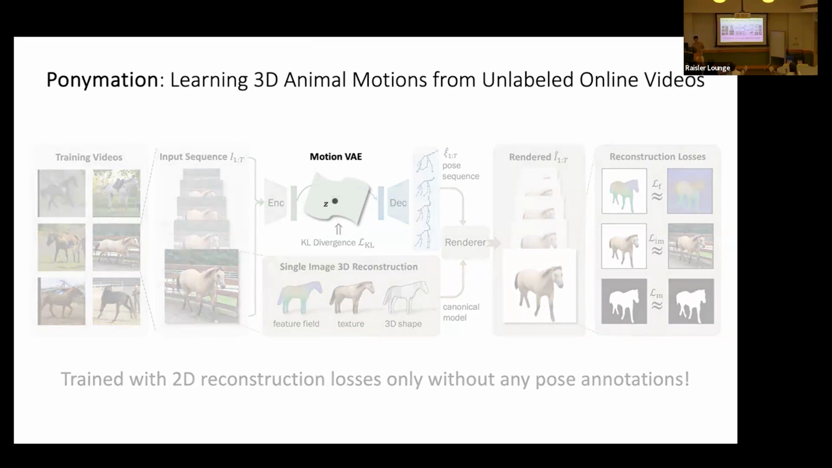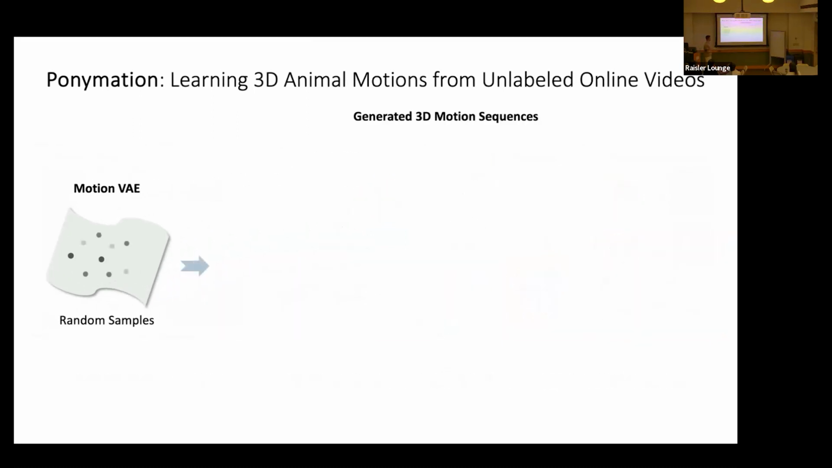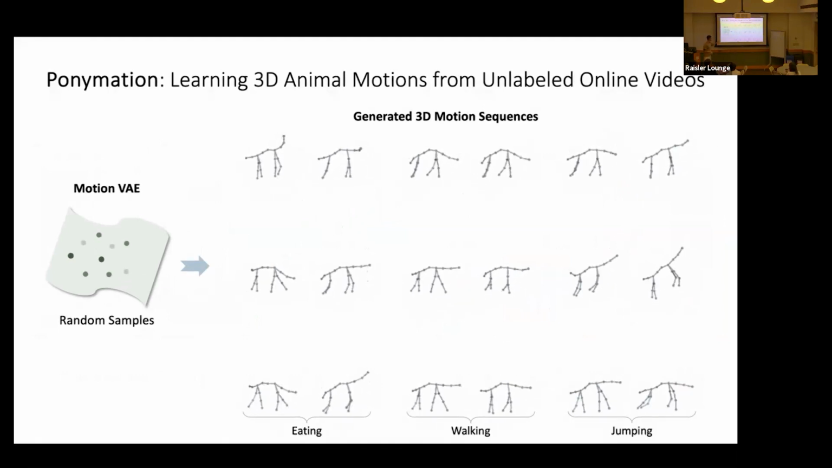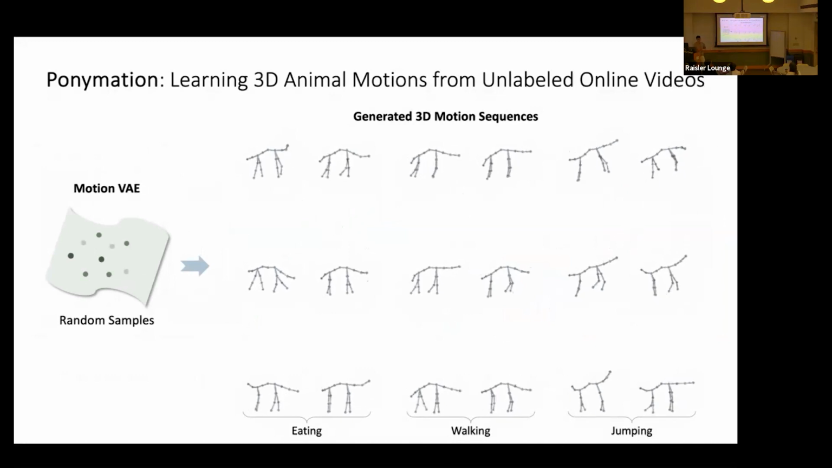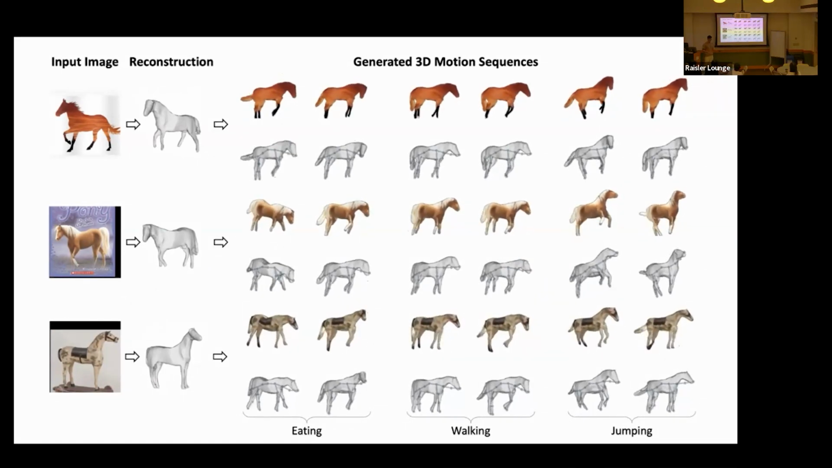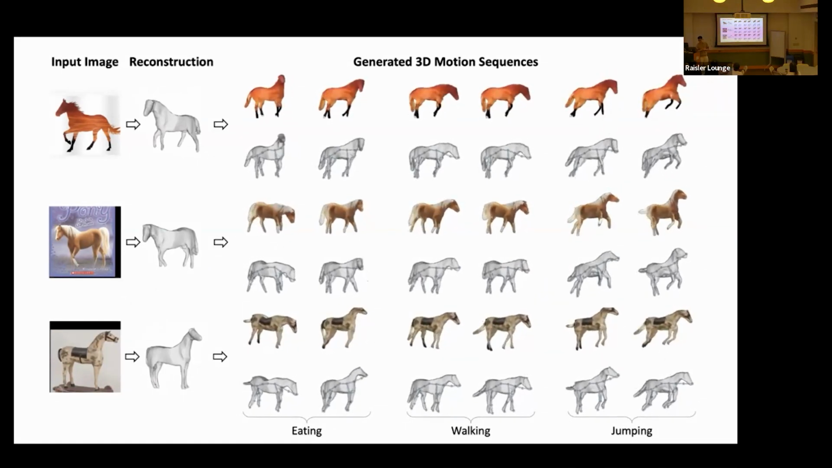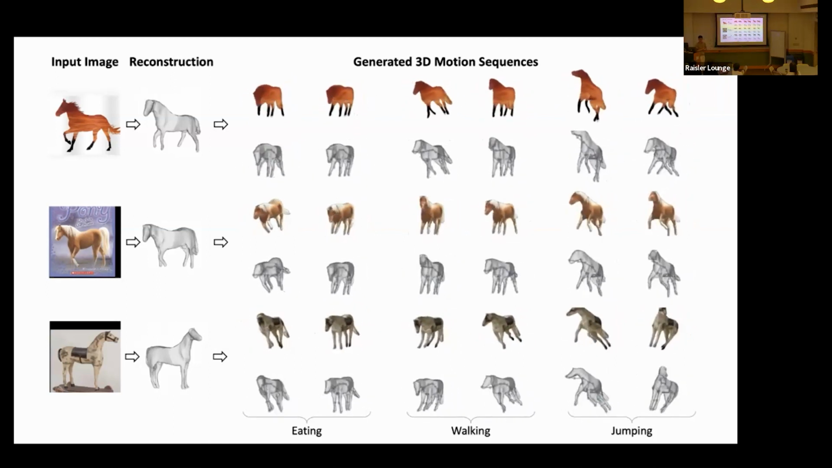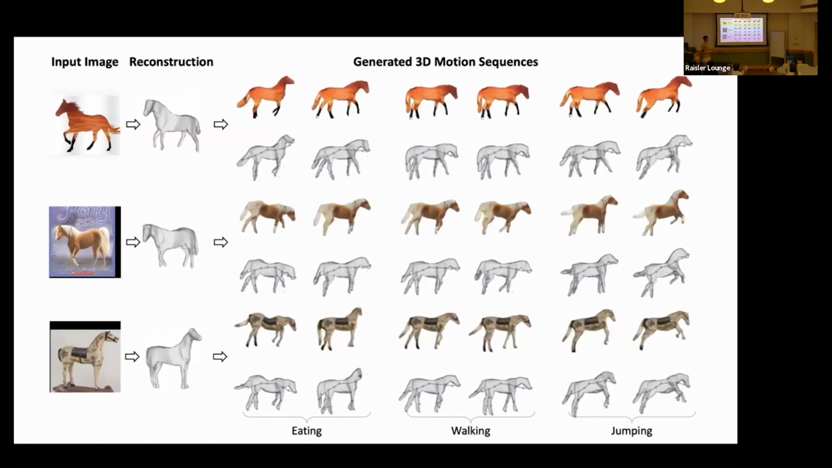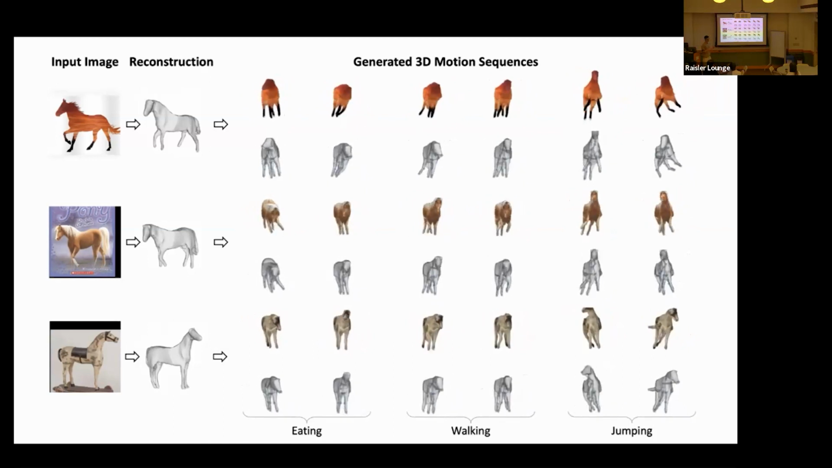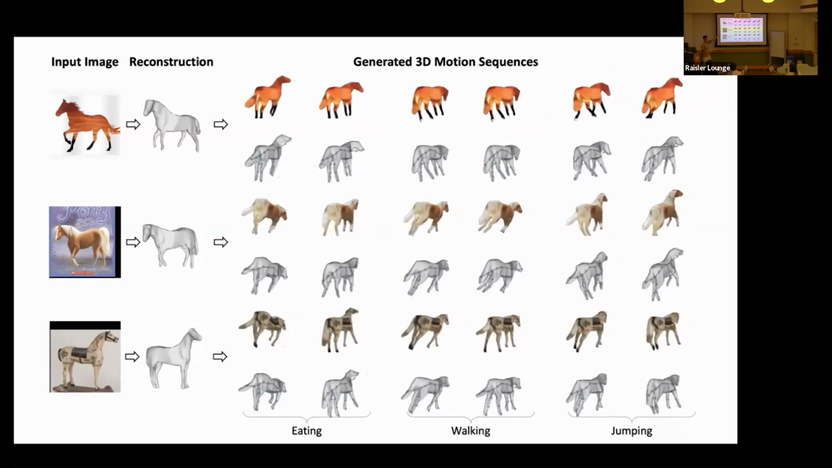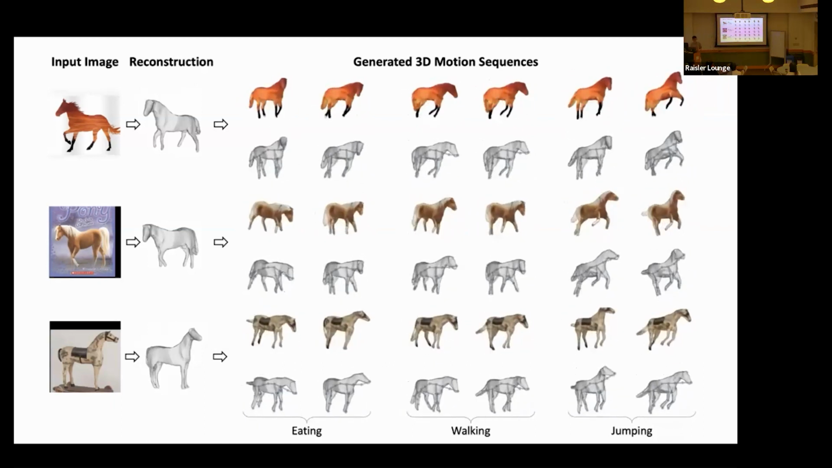So what's cool about this is once you have this latent space, you can sample different motions. From this motion space, you can sample different motion sequences to generate diverse motions. It's trained on a relatively small dataset of YouTube videos, but we're looking forward to scaling it up as well. But these are some preliminary results you can see by just sampling the latent space of motion, and you can apply these generated motions onto a reconstruction of a horse instance from a single image.